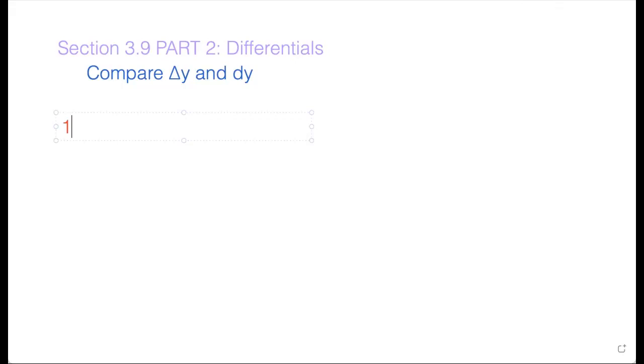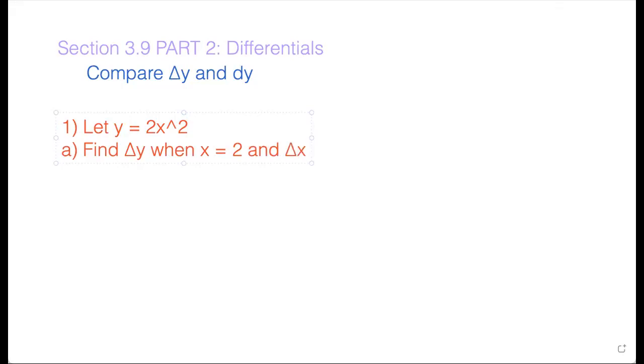Okay, so example number 1, we are going to let y equal 2x squared. Our first question, we're going to have 2 parts to this, so we'll say this is part A. Part A is we are going to find delta y when x equals 2 and change in x, or delta x, equals 0.3. Okay, so let's talk through how we solve this, and explain what this actually means.